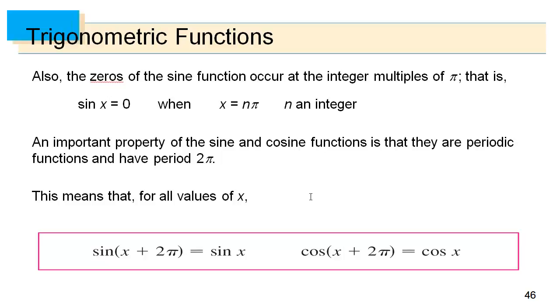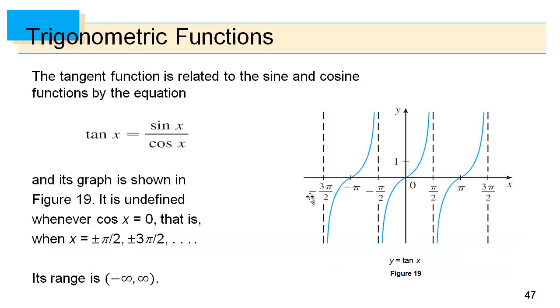You should also know the zeros of these functions. So when is sine of x equal to 0, and when is cosine of x equal to 0? Same thing with tangent. You should know its general graph. You should know where it's undefined, right? So where all those vertical asymptotes are, and then where it equals 0. Those are the biggies.